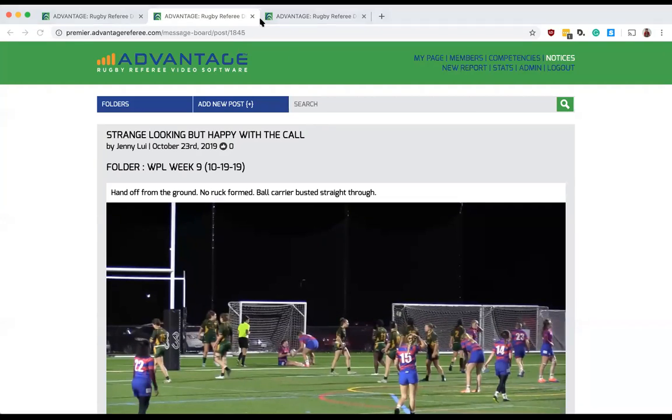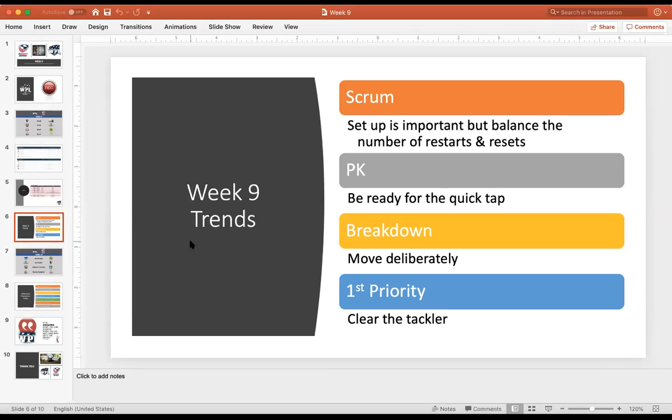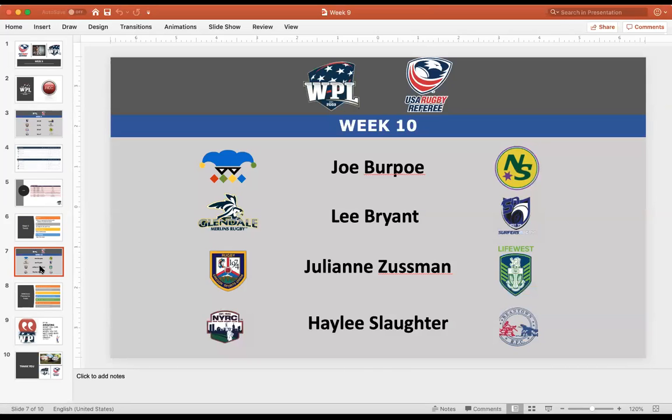All right, we are getting close to time, so I'll try to run through the rest real quick. This is what next week looks like. We've got Joe in Atlanta. Lee's going to Glendale. Julianne at Orsu. She gets the pretty scenery. And Haley's got the really big match, New York versus Beantown. That's the one to watch. We can go on to the next slide.